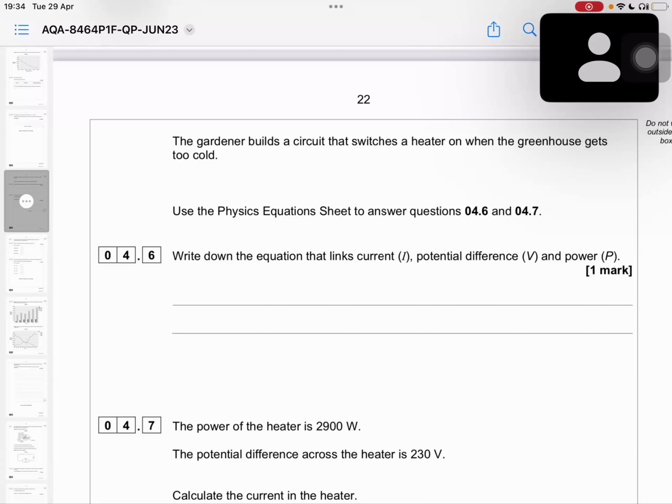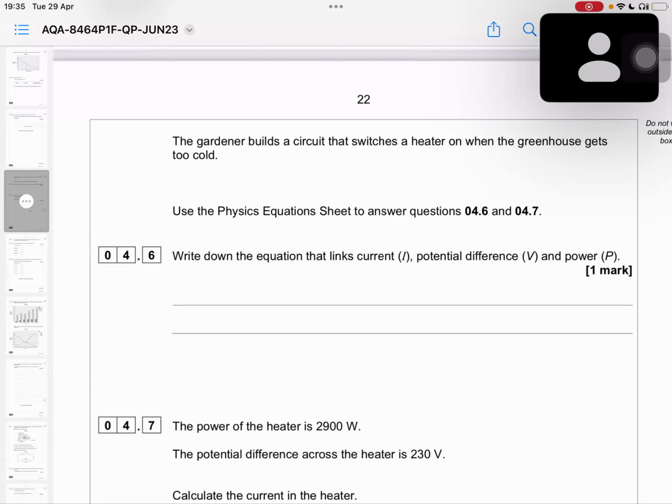Okay, you're not too sure. Okay, so that's the formula. P equals IV. Okay, then 04.7 says the power of the heater is 2,900 watts. What does it now say? The potential difference across the heater is 230 volts. Calculate the current in the heater.